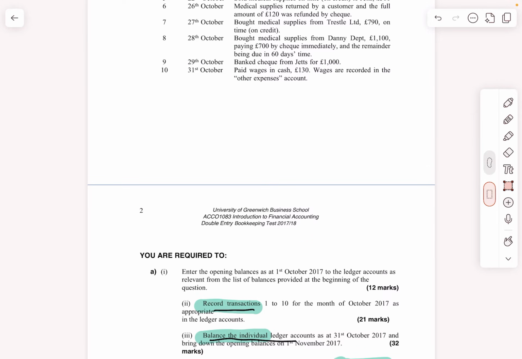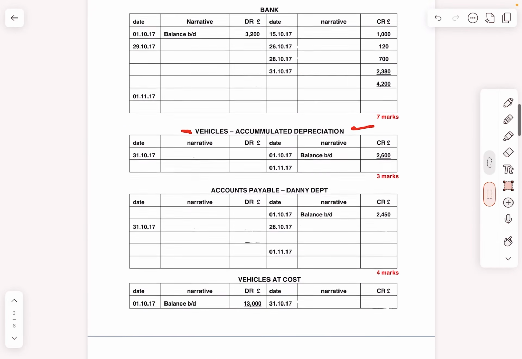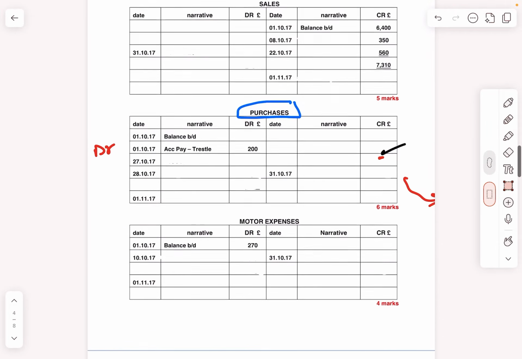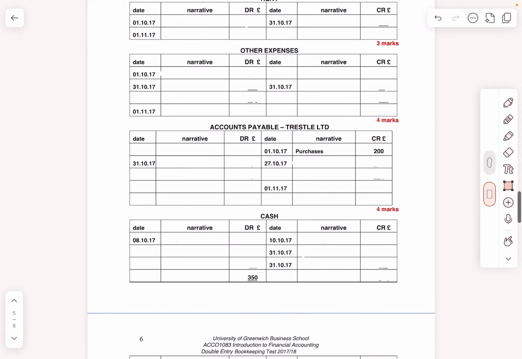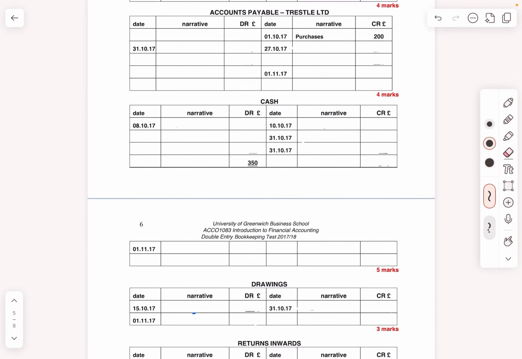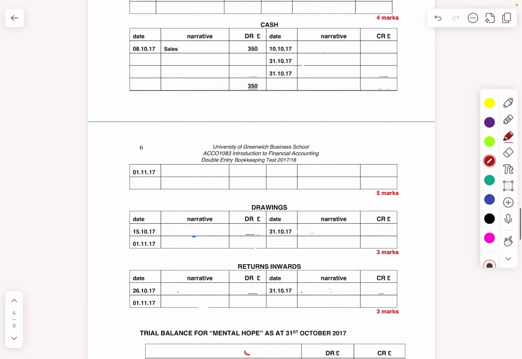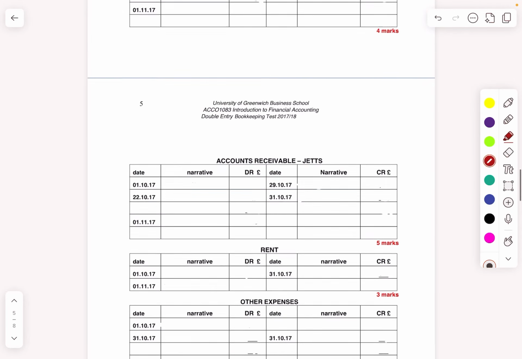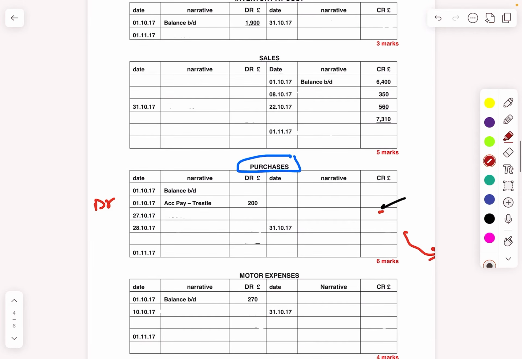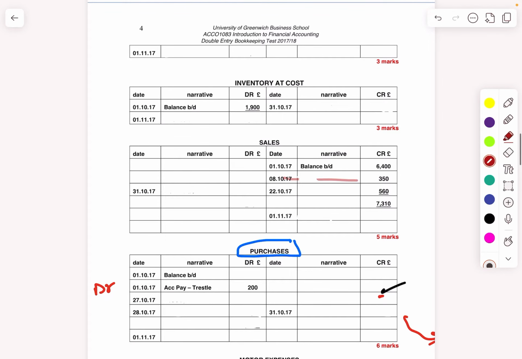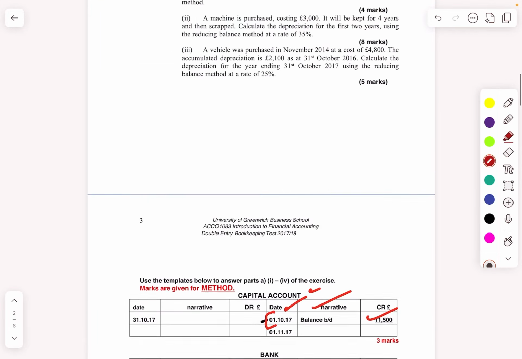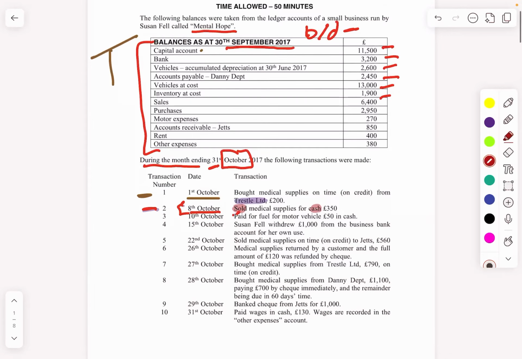So let's go and see the transaction. We're going to put cash and sales. So cash, we debited the cash 350, and for sales, we go to the sales account and we credit the sales account. Clear? Yes. Okay, now next.